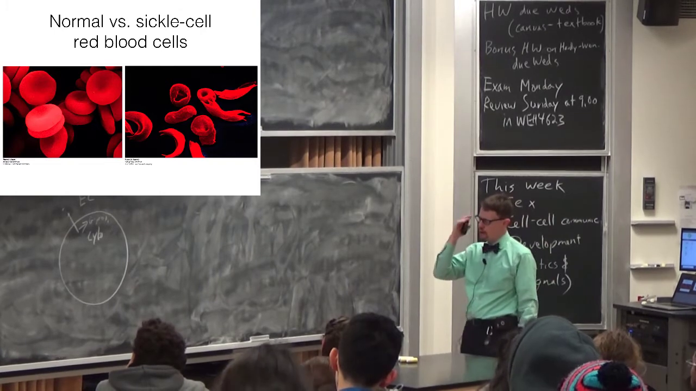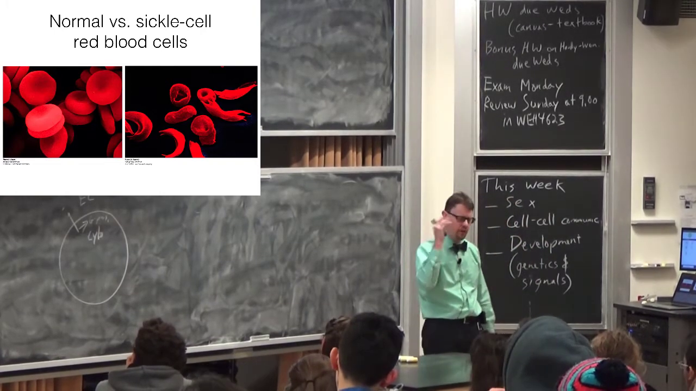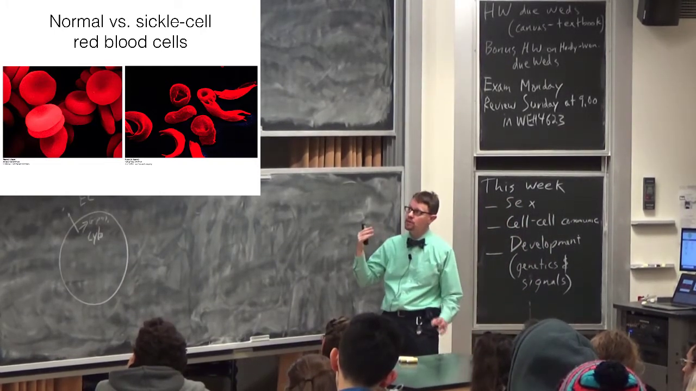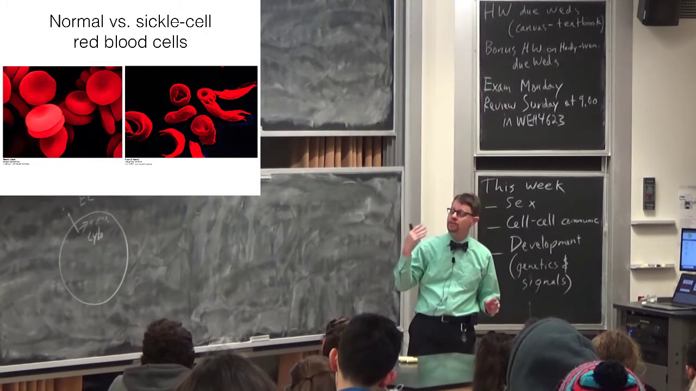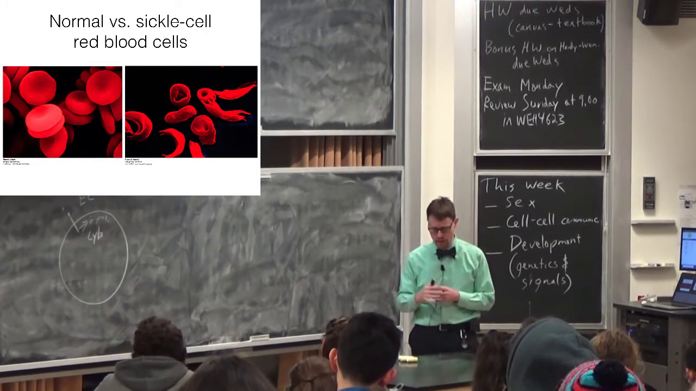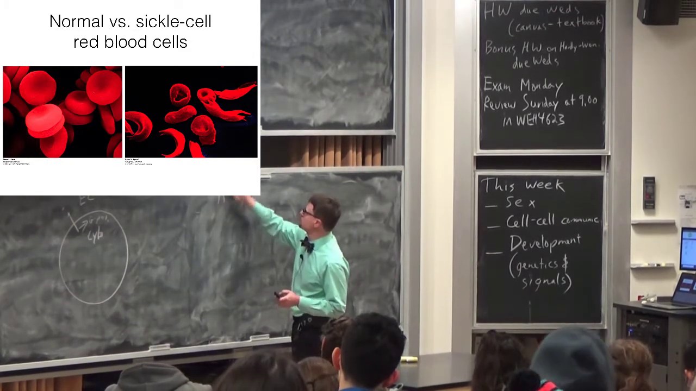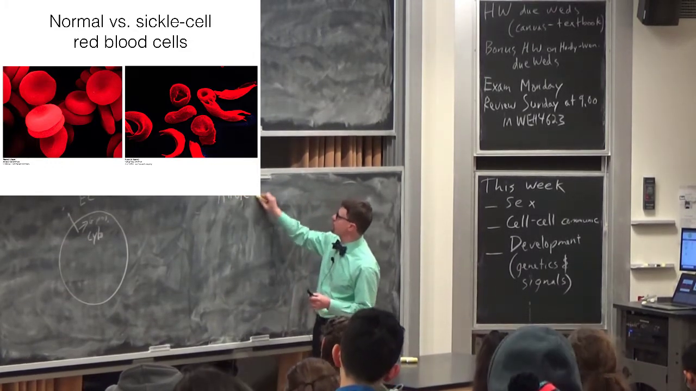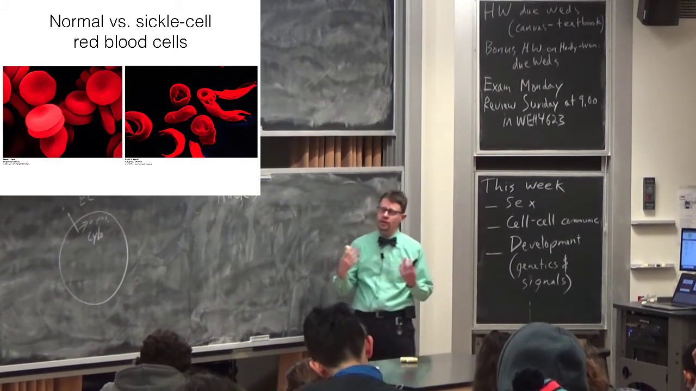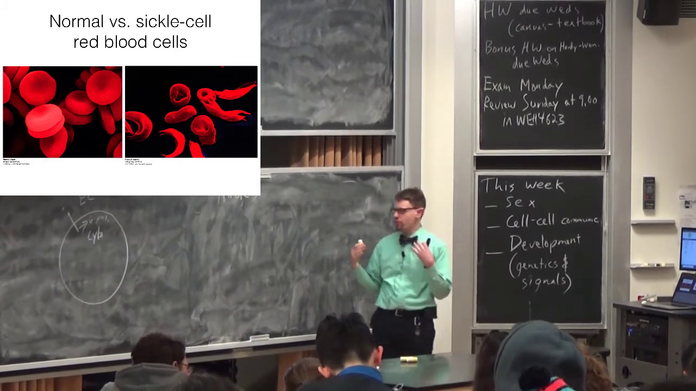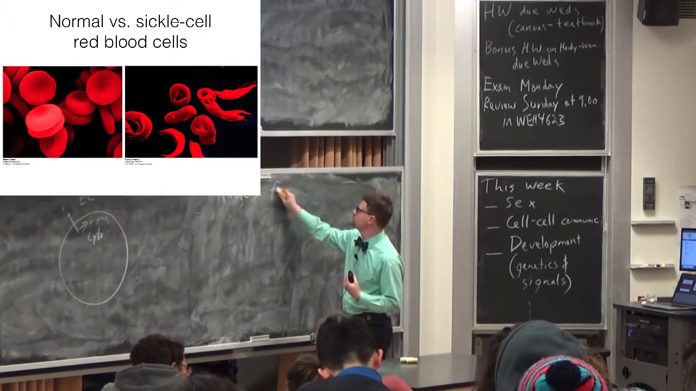But the one that I started to introduce last Friday and wanted to continue is talking about what's called sickle cell anemia and sickle cell trait. And so I wrote this up before, but there are actually more than three, but we'll sort of think about three alleles for hemoglobin.